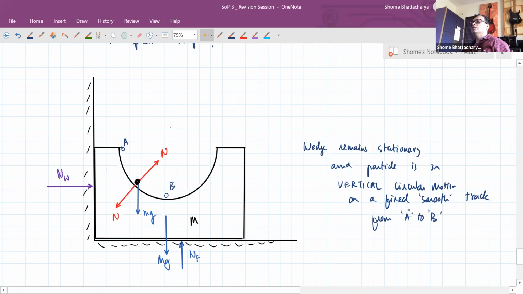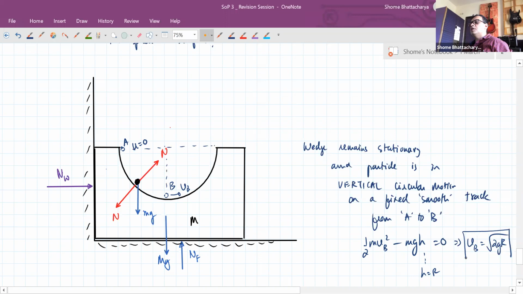So we can apply conservation of mechanical energy. By the time it comes to B, if its speed is Vb, then half m Vb squared minus mgh, where h will be equal to the radius of the track, will be equal to 0. So this will be the speed of the particle when it reaches the point B, and the speed of the wedge is 0. It's at rest.